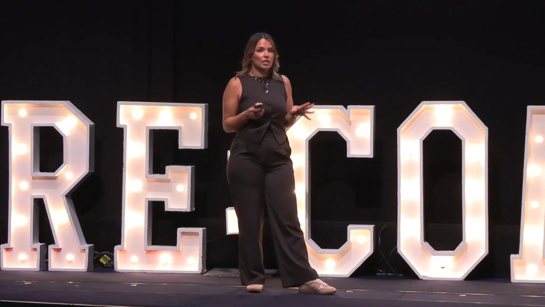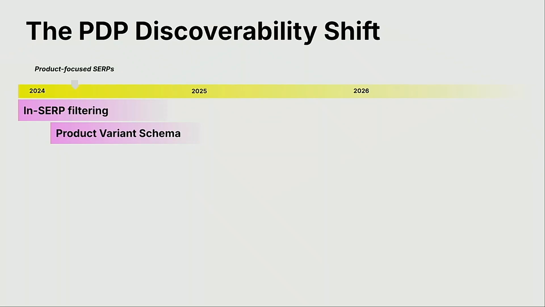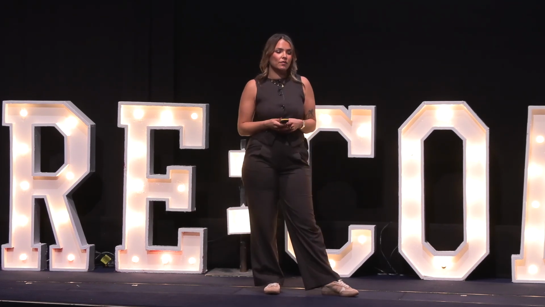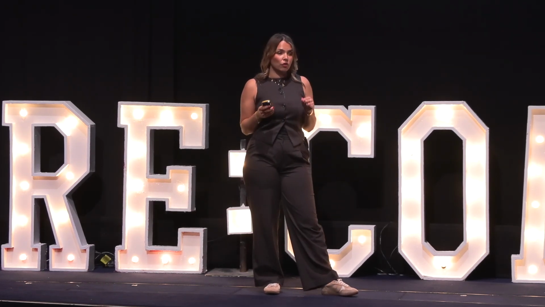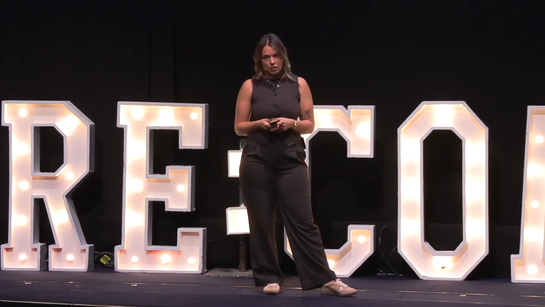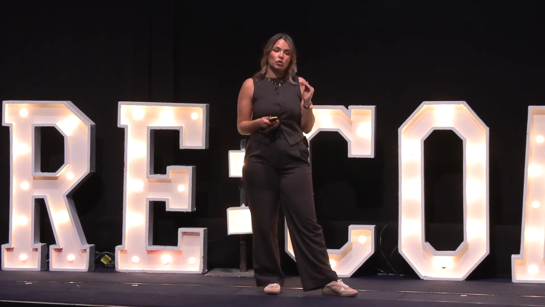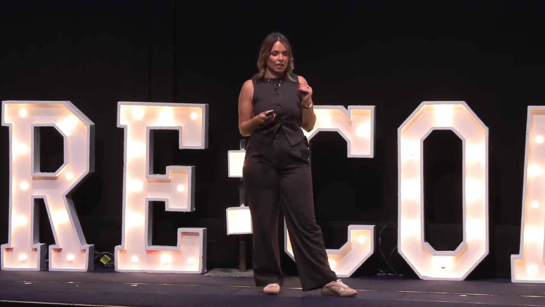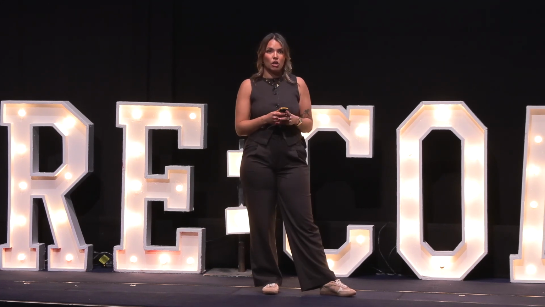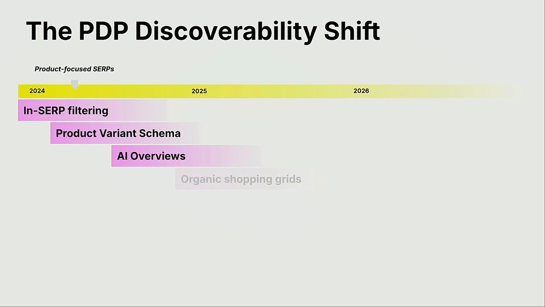Not long after this started to ramp up, we also saw the launch of product variant schema, and this was just another telltale sign that the SERPs were moving towards more of a product focus. The next thing is AI overviews, and I'm sure a lot of you are thinking this is definitely more informational than commercial, but in the last 6 to 9 months in particular, we have seen triple-digit growth for AI overview coverage in the SERPs for commercial queries, usually below the fold, but definitely on that SERP landscape. So this is definitely something to be aware of in terms of your product discovery.